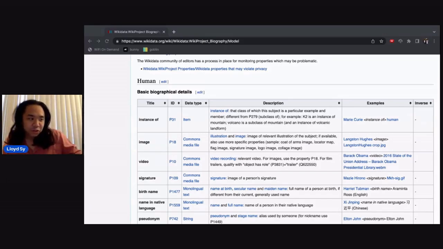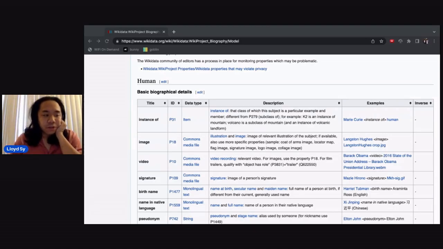So hello, everyone. In the short time that I have to talk about this wiki project today, I just wanted to discuss a few considerations and or pitfalls that we ran into while making a data model for Wiki Project Biography, which is what I'm talking about. First, I got to tell you what Wiki Project Biography is. This is a wiki project on Wikidata.